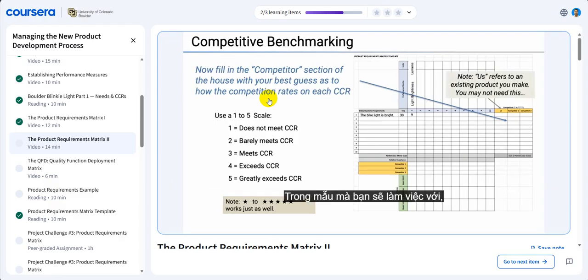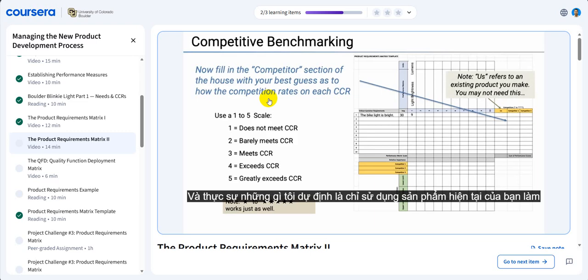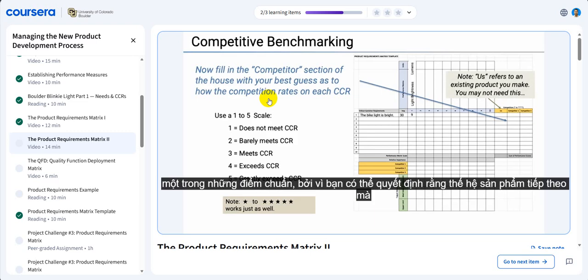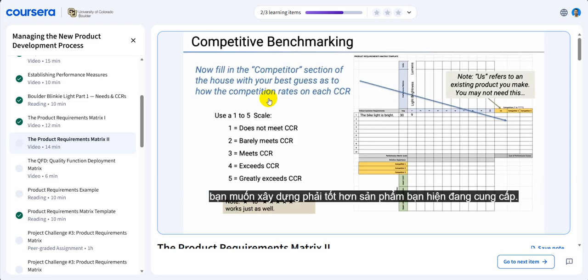In the template that you're going to be working with, you'll note there's a column for us. And really what I intended for this to be is just to use your existing product as one of the benchmarks, because you may decide that the next generation of product you want to build has to be better than the one you're currently offering. But if that isn't relevant for you, then just keep on going. Treat that as yet another competitor.